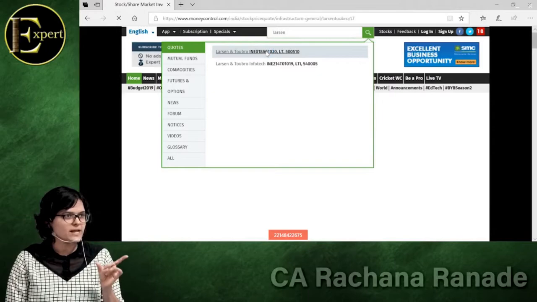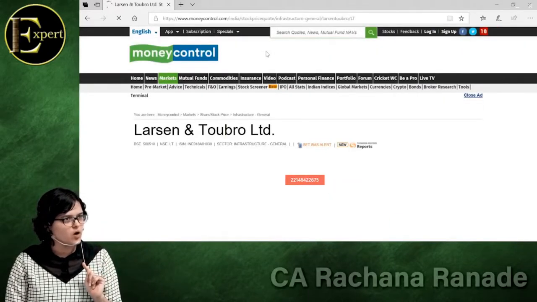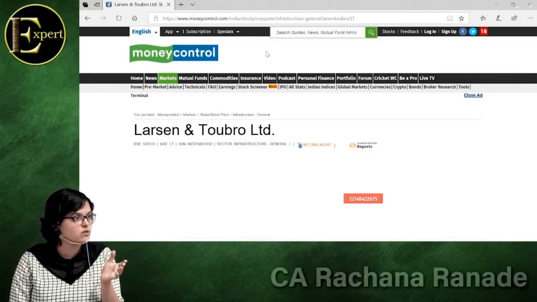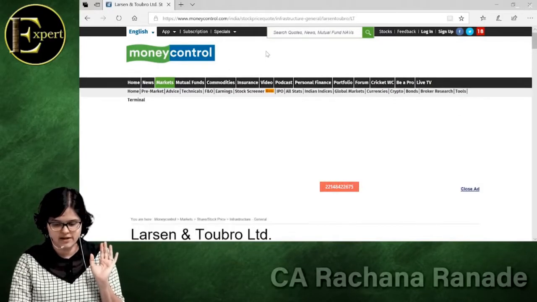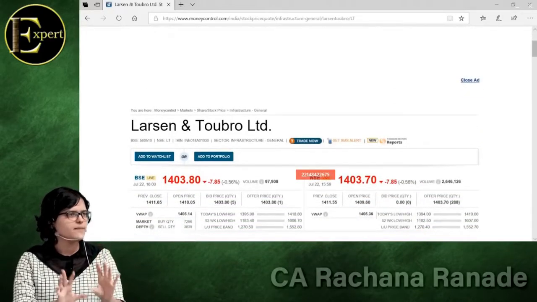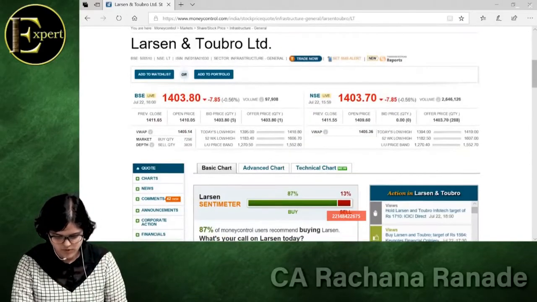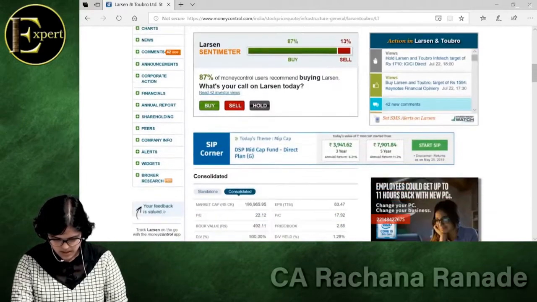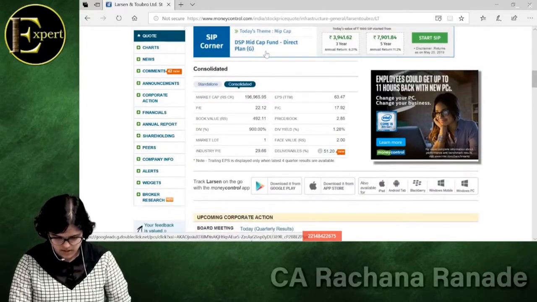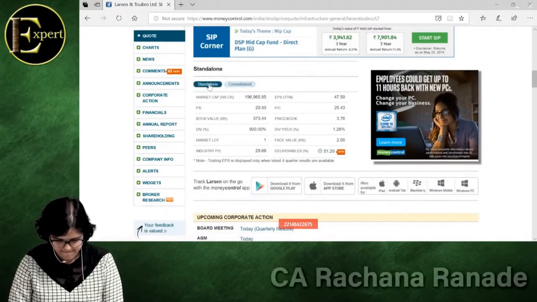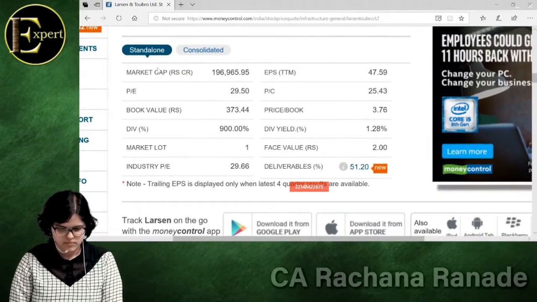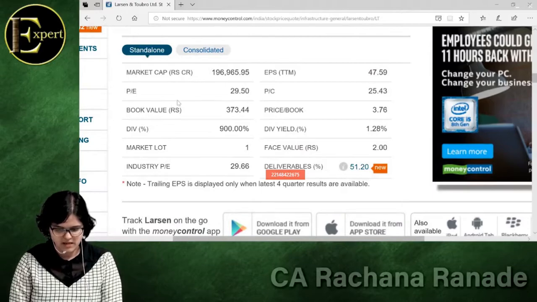So the calculation part is understood now, everyone, how PE ratio is calculated. But anyways, do we need to calculate it is the question now. We need not calculate it. It's readily available. Where? I typed out L&T. I'm on the home screen of L&T. And I'm just scrolling down and down and down. And here, standalone, you can see PE is 29.